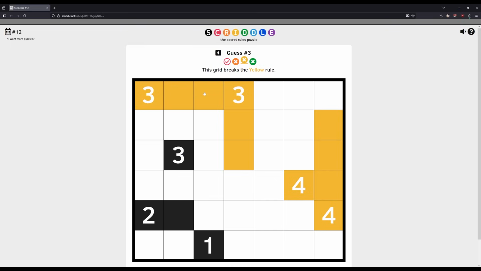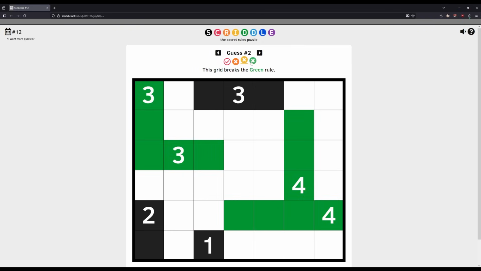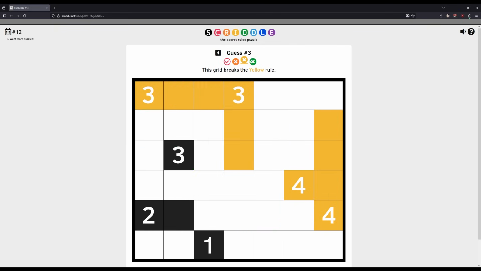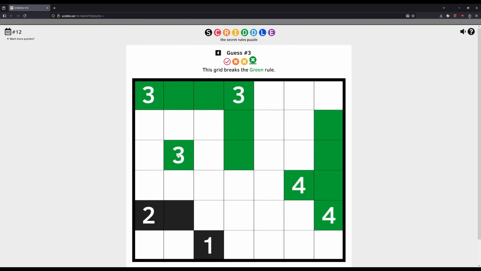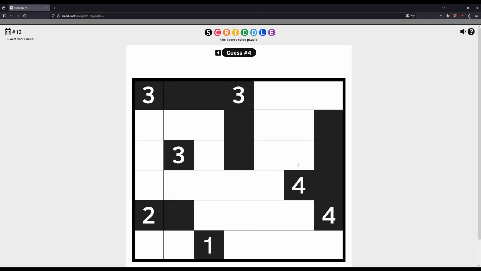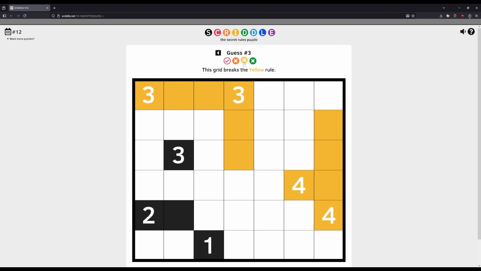Okay, so yellow does seem to be about connecting to other numbers. On guess 2, yellow and green were highlighting the same areas, which was a bit confusing, because if we have an intuition for what one of the rules is, we don't have a way to tell it apart. My intuition was that you shouldn't be able to walk from one number to another on shaded tiles, but I didn't know which rule this is. This is a little bit clearer because here the green rule has now been broken by this 3 as well. So my suspicion is that the yellow rule might be something to do with not touching other tiles.